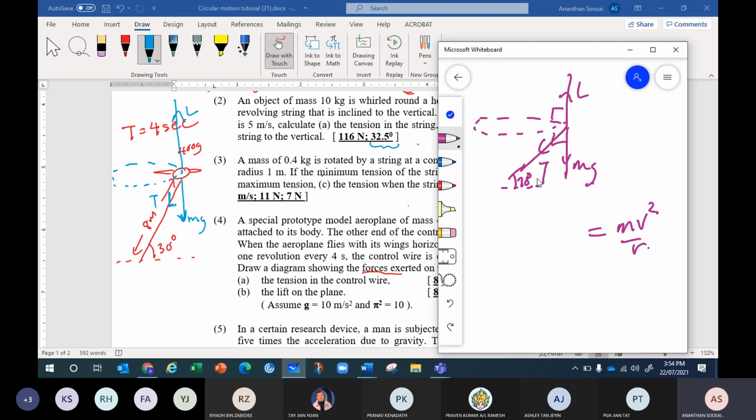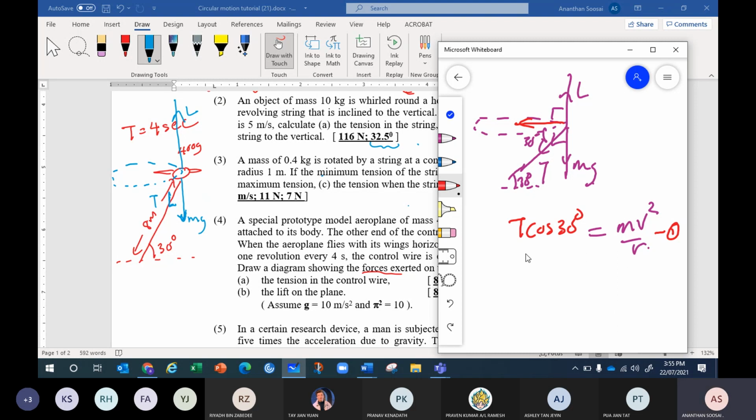So is that T cos 30 or T sin 30? If this is 30, here will be 30, up here 30, zigzag, right? So T brings a component towards the center. Is this component T cos 30 or T sin 30? It is T cos 30. T cos 30 equals mv squared over r. Okay, first equation.